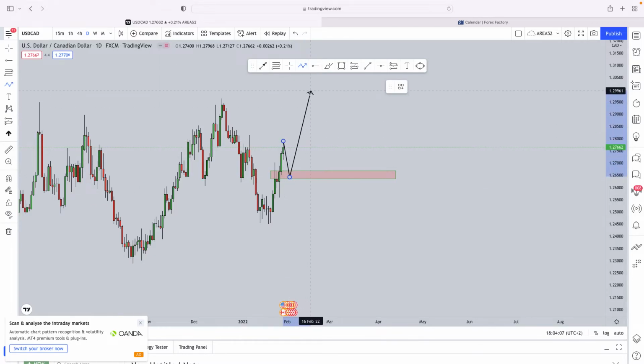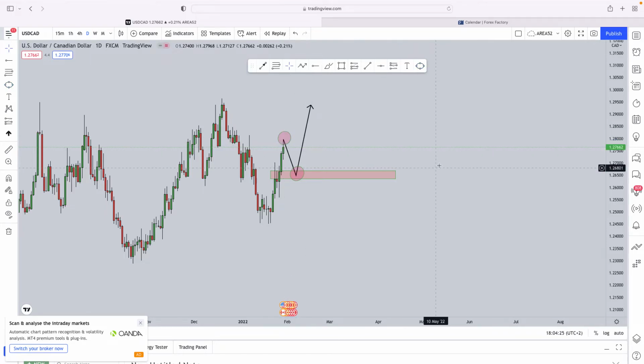We can definitely expect a pullback before the continuation, and on the daily, we are testing support that got broken. That was resistance once, and the market is testing that resistance once again. So going into next week, once again, we can expect a pullback before the continuation there as well.